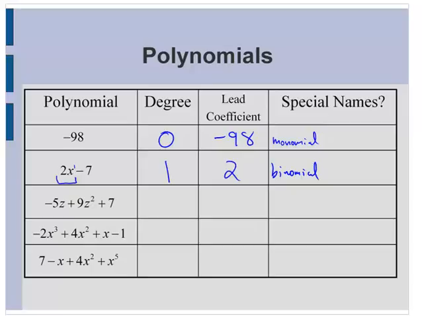Negative 5z plus 9z squared plus 7. The degree. Well, let's look at the degrees of the individuals. This is a degree 1, degree 2, degree 0. The highest of those three, degree 2. The lead coefficient. The coefficient on that monomial is 9. Since this has 3 monomials, it is often called a trinomial.